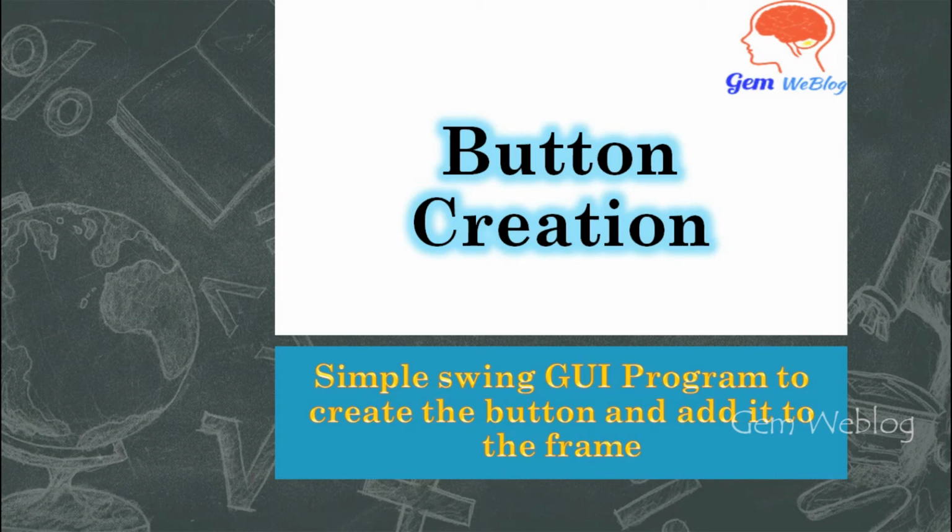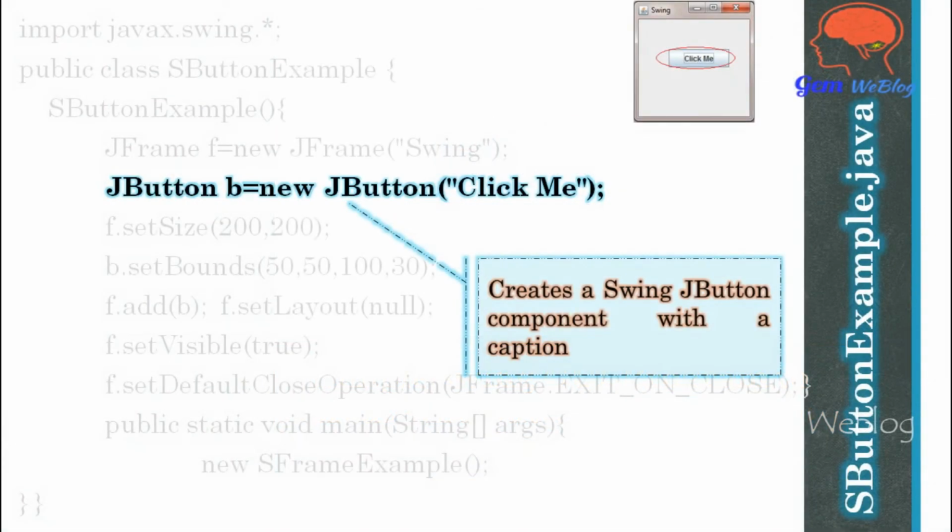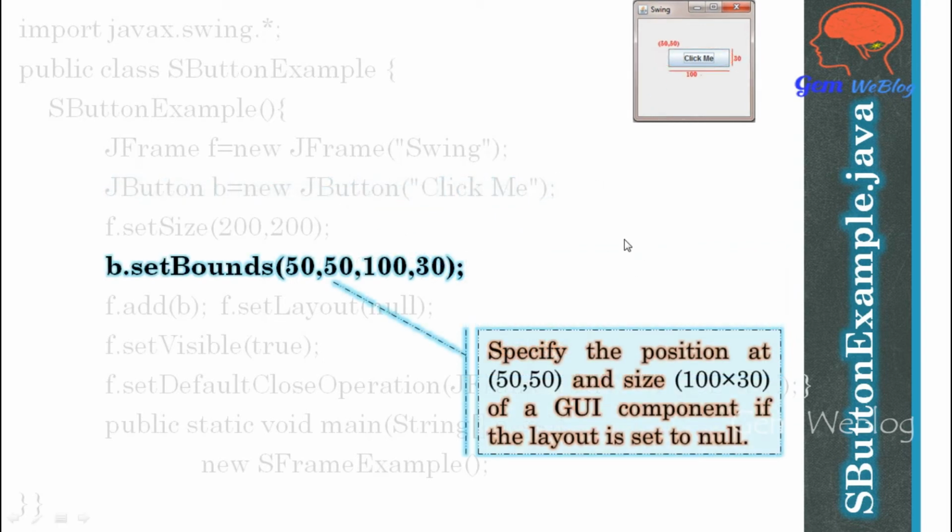Next we will see how to create a component and add that component to the frame. For demonstration purposes, we have taken the button component. First you have to create a button using the JButton constructor. Whatever name is passed as an argument will be displayed on the button. Next you have to locate the button absolutely on the frame using the setBounds method. The first two arguments represent the location of the button. The third and fourth arguments represent the width and the height of the button respectively.